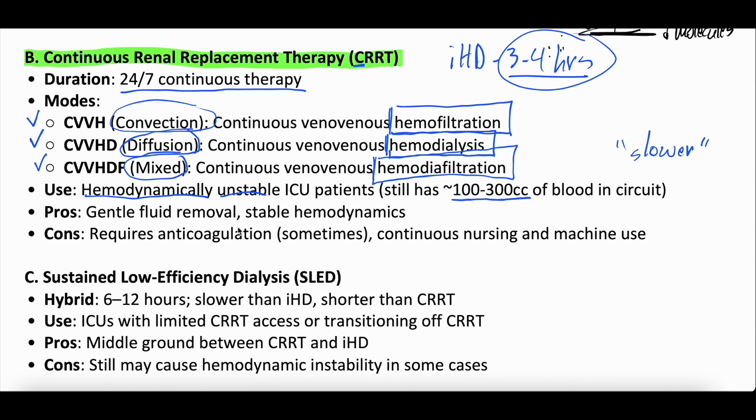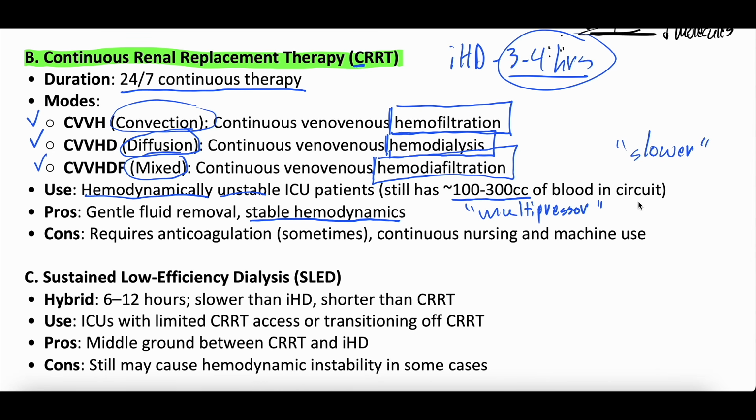Pros of it is its gentle fluid removal, stable hemodynamics. Now, do remember, you still do have to take 100 to 300 cc's of blood into the circuit. So it's much more stable, but there's still some patients, if you are profoundly sick on multiple vasopressors and kind of that multi-pressor refractory vasoplegic shock, you still might not be able to tolerate CRRT. It's your only shot.